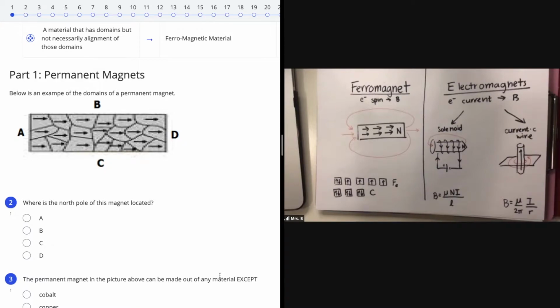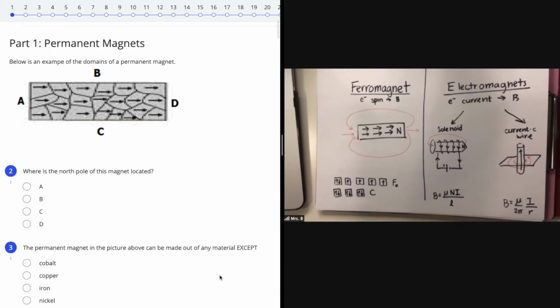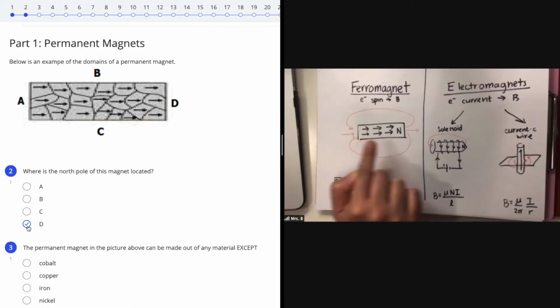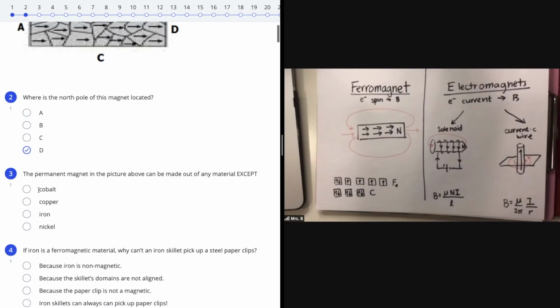So let's do more on permanent magnets. With number 2, the north pole of the magnet is located at D, because domains inside your ferromagnet point north. The permanent magnet or ferromagnet in the picture can be made out of anything except copper, because copper is not iron, nickel, or cobalt. It is not a magnetic material.